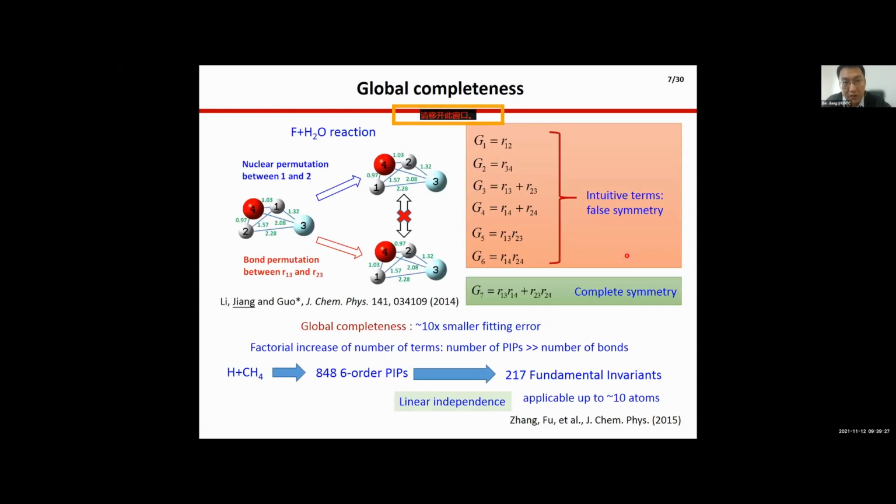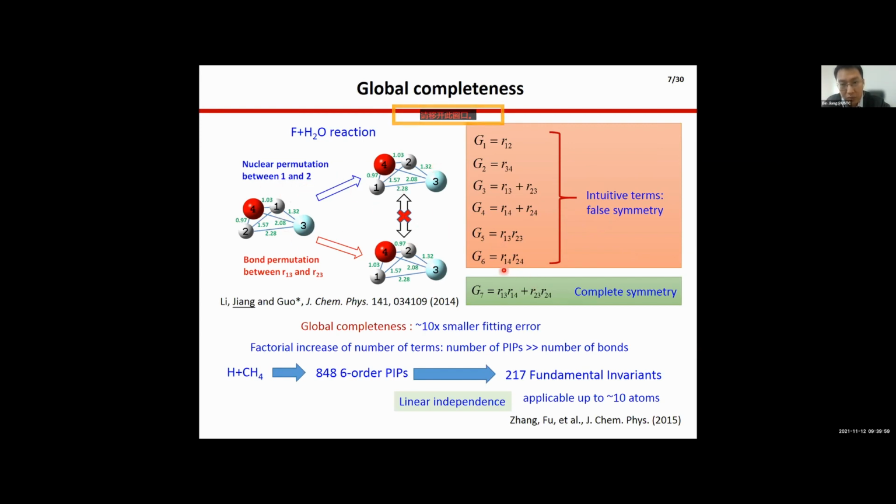That's very easy. But for more complex systems, even with 4 atoms, you will run into a problem if you use those intuitive terms, let's say the sum and the product of those bonds relevant to the 2 hydrogen atoms in this system. And you will have false symmetry, which means if you exchange these 2 bonds only, you will get the same identical energy as when you exchange the 2 atoms.